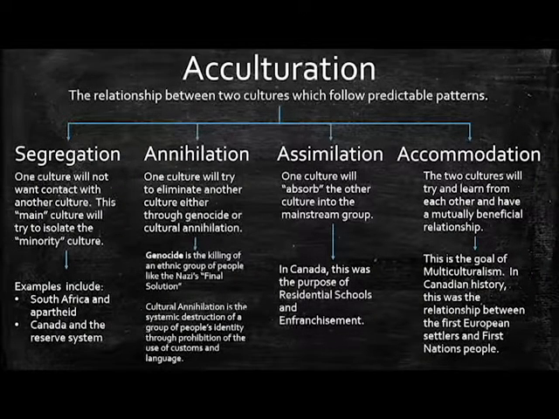In summary, acculturation is the relationship between two cultures which follow predictable patterns. There are four models of acculturation. They are segregation, annihilation, assimilation, and accommodation.